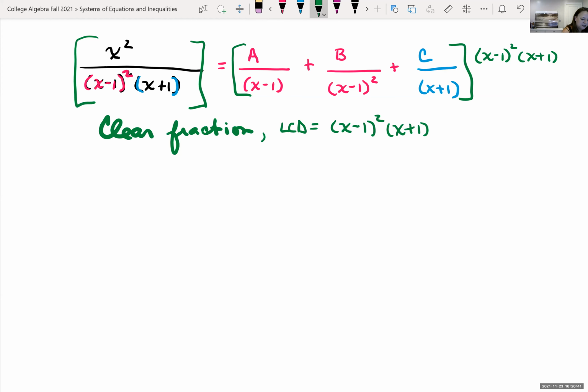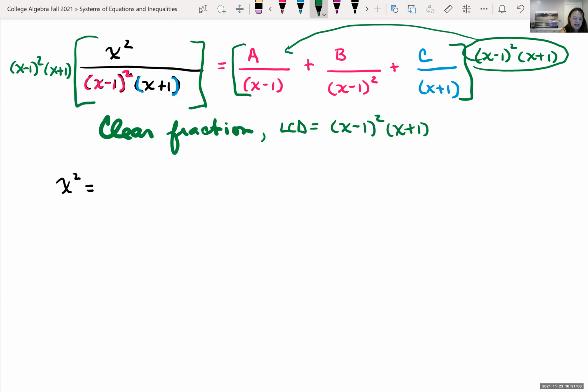Okay, so multiplying both sides of our equation by that. When we multiply it on the left-hand side, the whole denominator clears and we're just left with an x squared term. This is equal to, so distribute it to each fraction, the LCD, on the right-hand side. And when we do that, we would get this is equal to a all times, well, one of the x minus 1s cancels and we're left with 1 x minus 1, and we're left with the x plus 1.